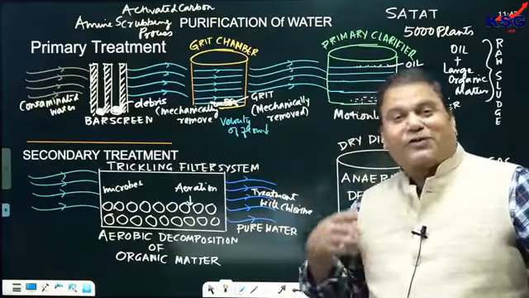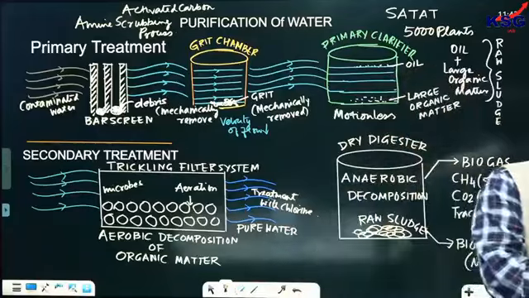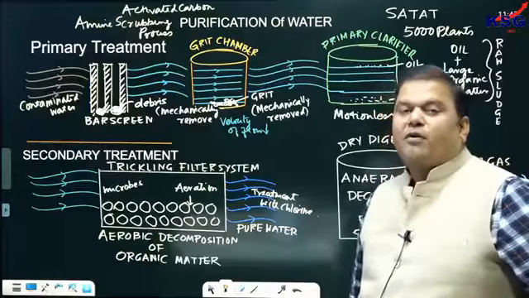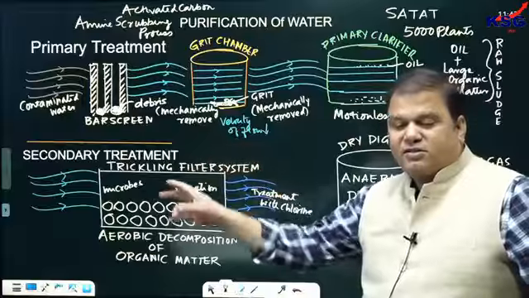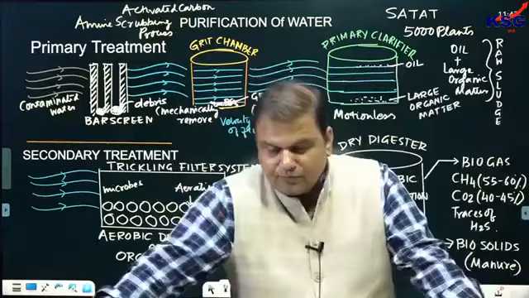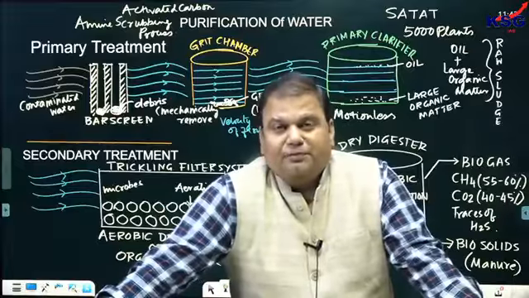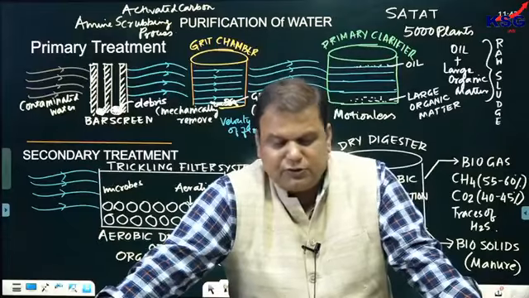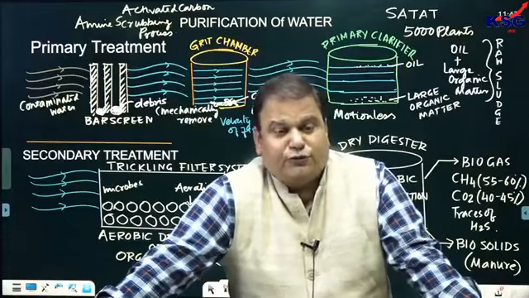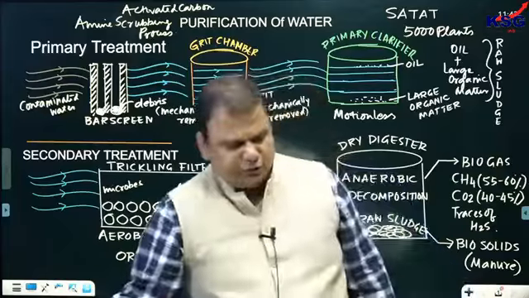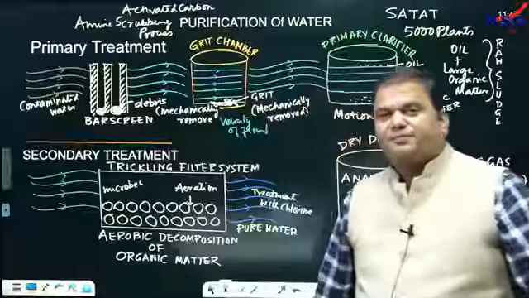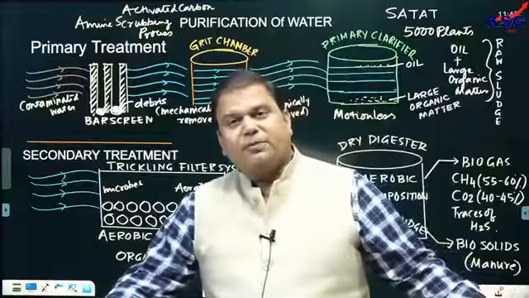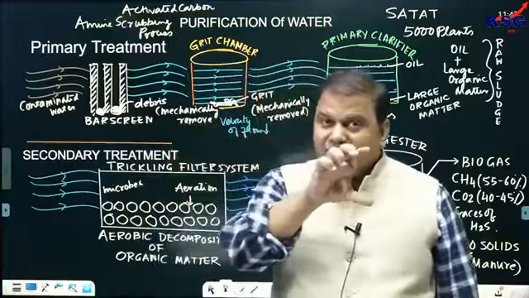Only methane remains. Write down: what remains is methane, which would be compressed and stored in cylinders, which would be used for transportation purposes. Is that clear? So this is called SATAT.